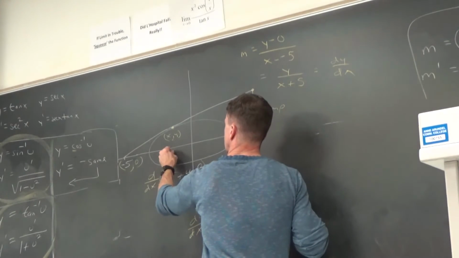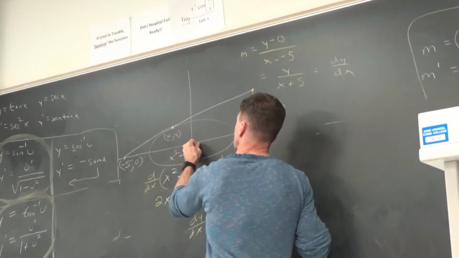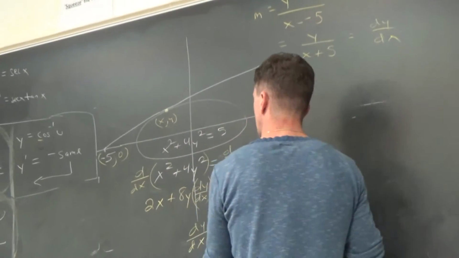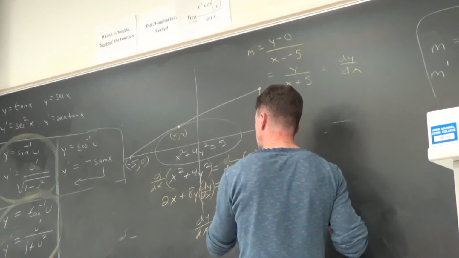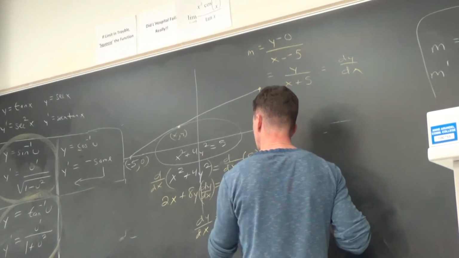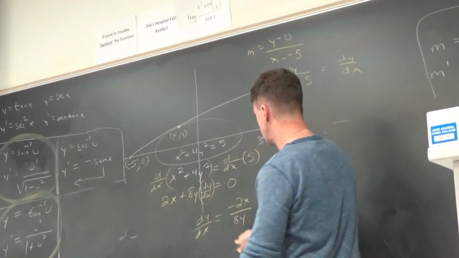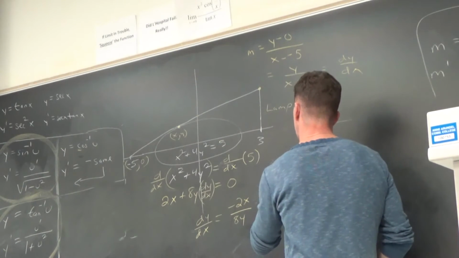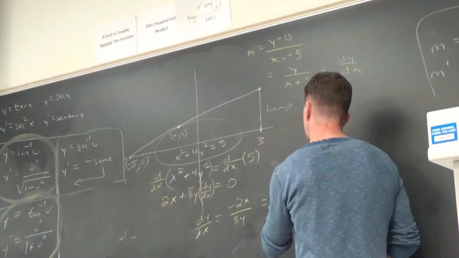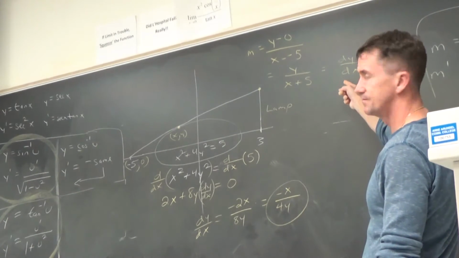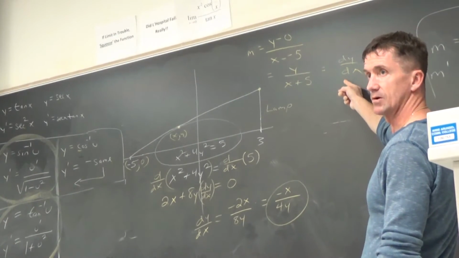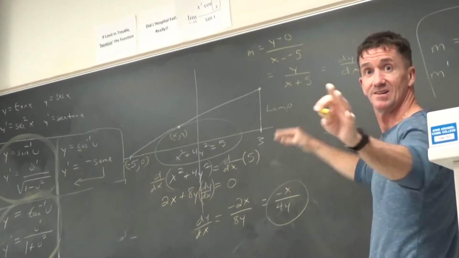And I'll just rewrite the ellipse equation right here. The equation of this ellipse is x squared plus 4y squared equals what? 5? So what's dy/dx equal? Negative 2x over 8y, and I heard you could reduce that. What would that be? Negative 1/4 x over y. I like it. So can I put that over here? Everyone agree? Now we're going somewhere.